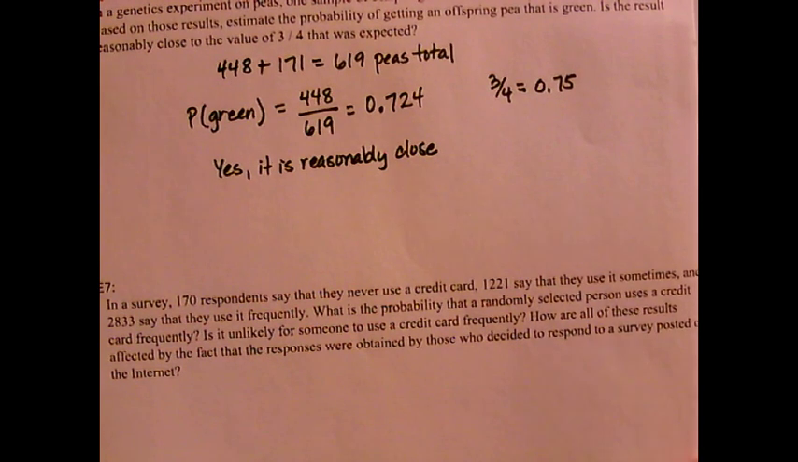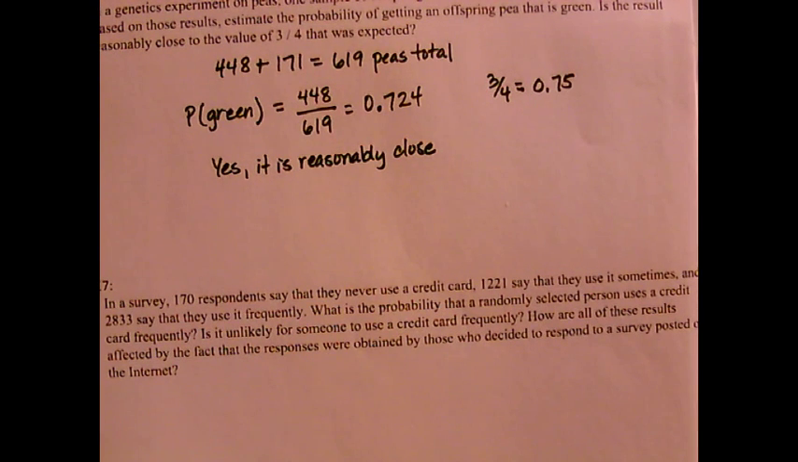In a survey of 170 respondents, 170 respondents say that they never use a credit card, 1,221 said that they use it sometimes, and 2,833 said that they use it frequently. What is the probability that a randomly selected person uses a credit card frequently? Is it unlikely for someone to use a credit card frequently? How are all the results affected by the fact that the responses were obtained by those who decided to respond to a survey posted on the internet?